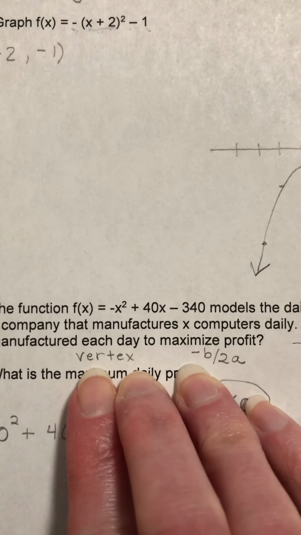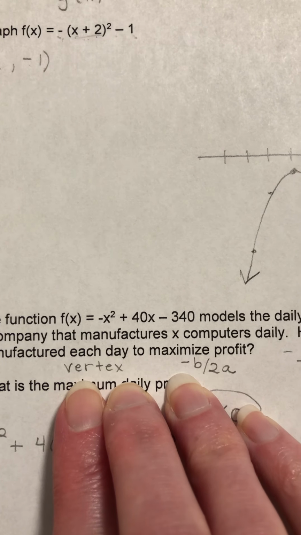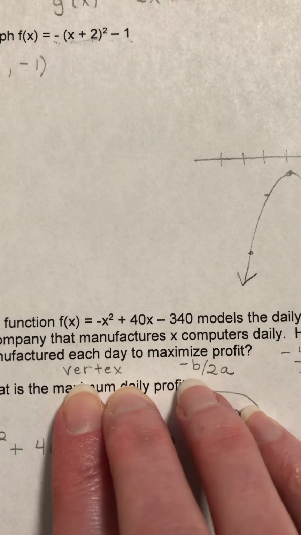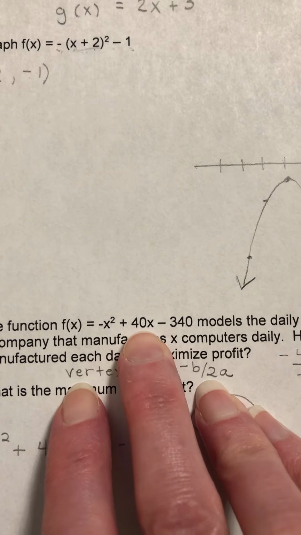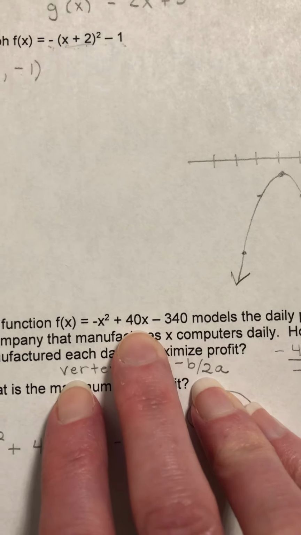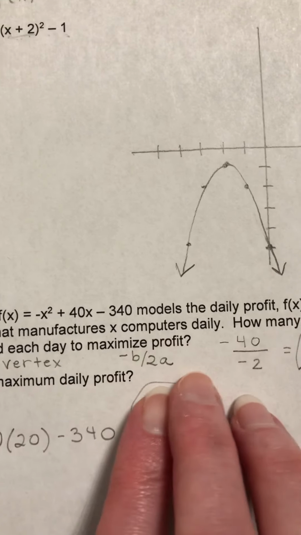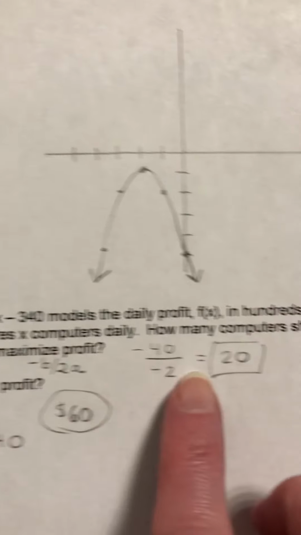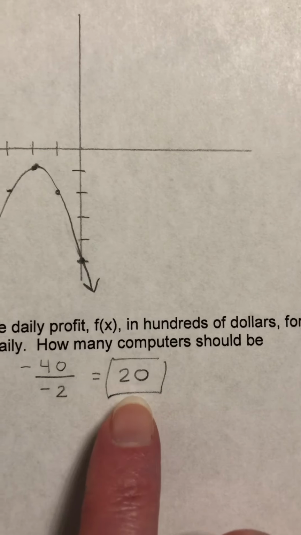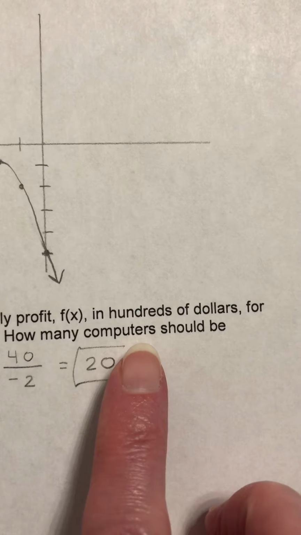So you want to use the x coordinate of the vertex is the opposite of b over 2a. So b is 40. So we want the opposite of 40 over 2a, where a is -1. And that gives me 20 computers.